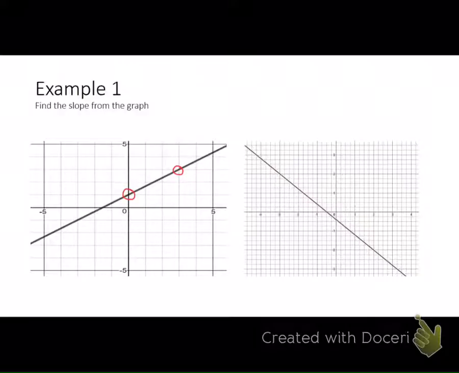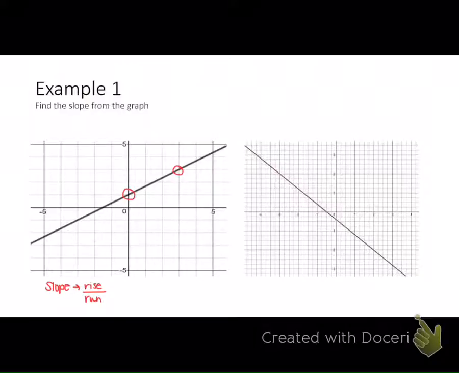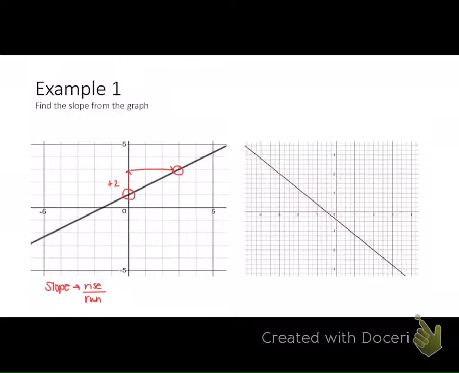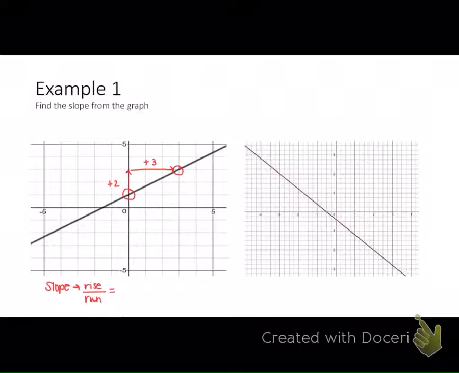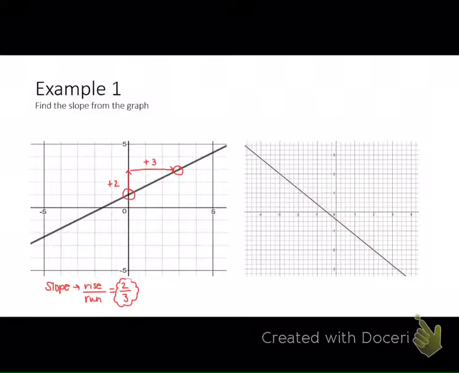And we said that slope is a rise over a run. So we rise 2, which is positive. Going up is positive, down is negative. We run to the right 3, which is positive to the right, negative is to the left. We have positive 2 over 3. Can that be simplified at all? Nope. Positive over a positive is still a positive. So our slope for this one is 2/3.